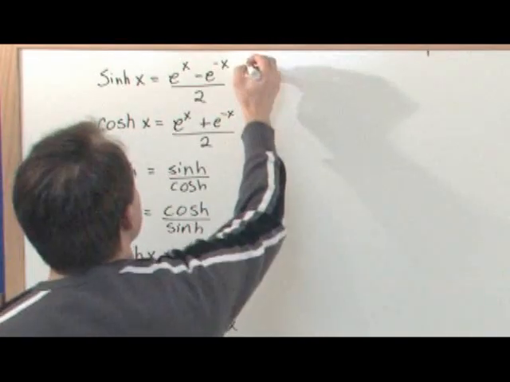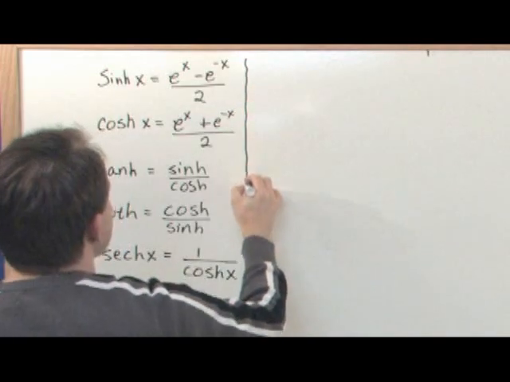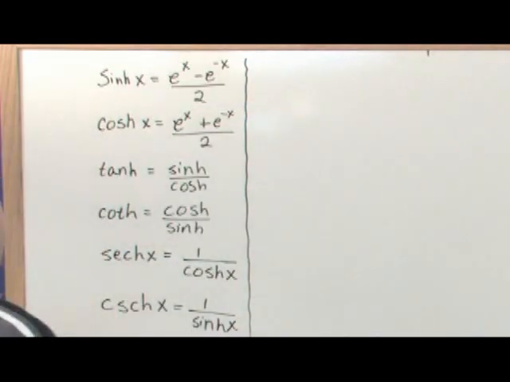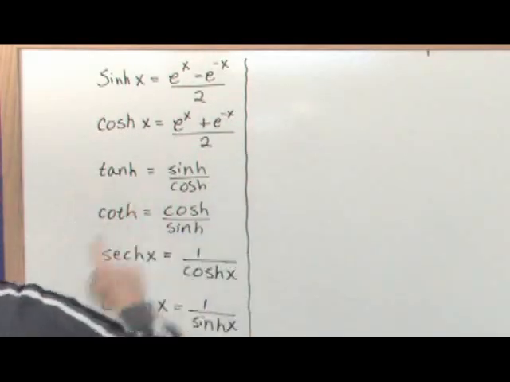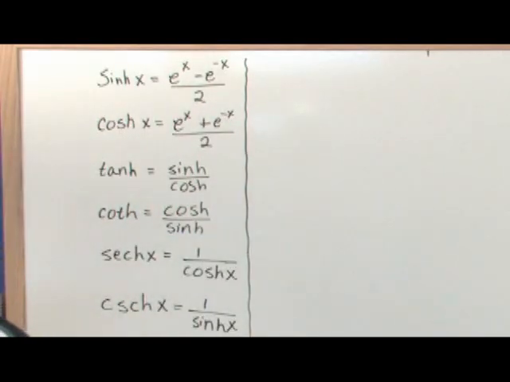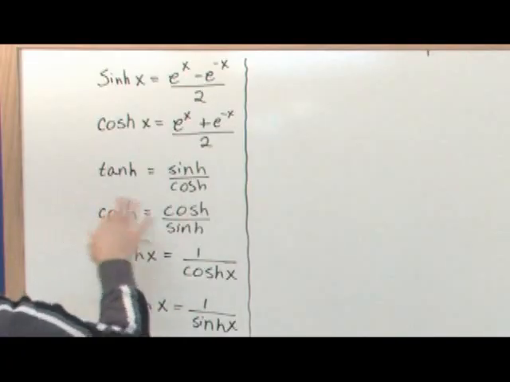So now we're going to leave these on the board, and at this point we're going to talk about the derivatives of these functions. It turns out that they're very similar to the trig counterparts, and that's why it's so convenient to call them hyperbolic sine, hyperbolic cosine.